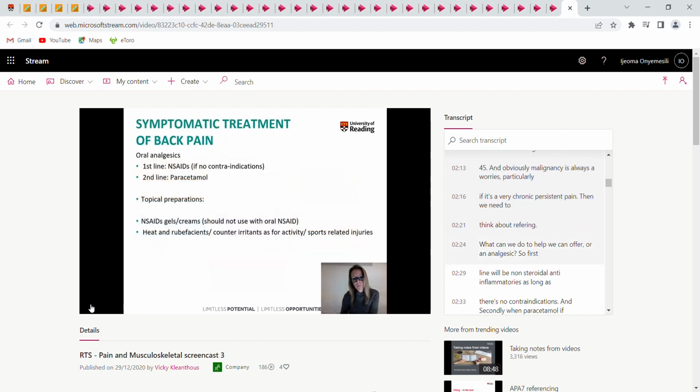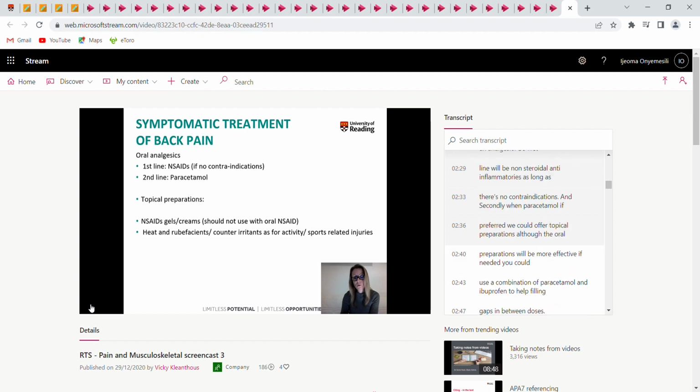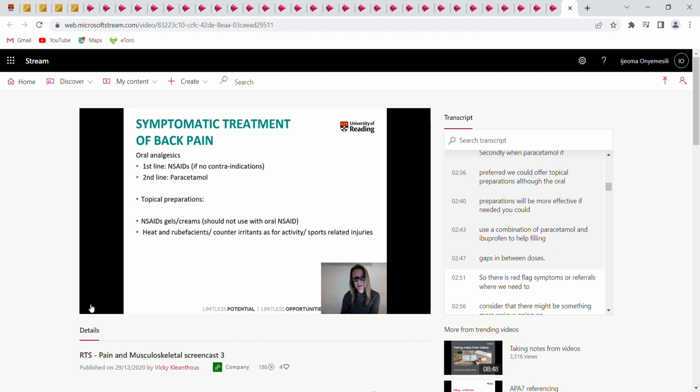What can we do to help? We can offer oral analgesics. So first line will be non-steroidal anti-inflammatories as long as there are no contraindications, and second line paracetamol. If preferred, we could offer topical preparations, although the oral preparations will be more effective. If needed, you could use a combination of paracetamol and ibuprofen to help fill in gaps in between doses.